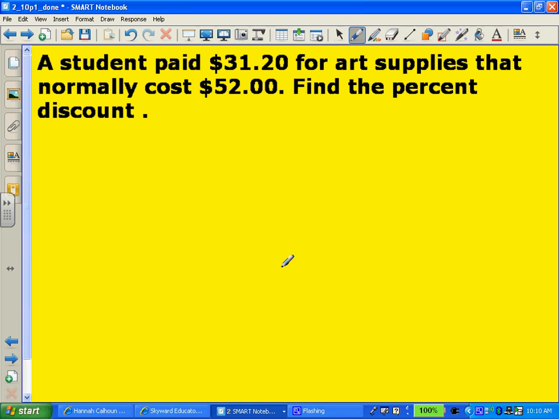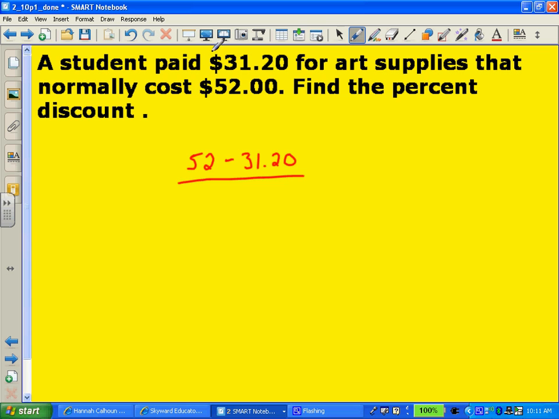Now they'll also give you problems that look like this. These are a little bit different, but they actually are very similar to our percent change back in part 1. So we have a student paid $31.20 for art supplies that normally cost $52. Find the percent discount. So what we're going to do here is take the big number, so that's 52, minus the little number, and we're going to divide it by the original number. This formula should sound familiar.